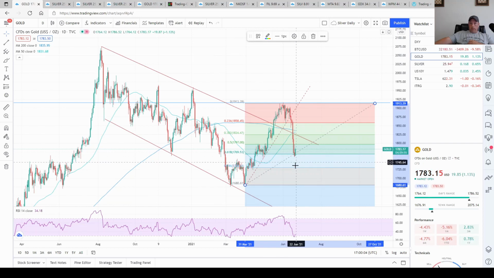It doesn't mean it can't go further beyond this, but this is where I was looking as, hey, if I had to guess with this low RSI, this might be a good entry point. Now, it doesn't mean it can't go lower.